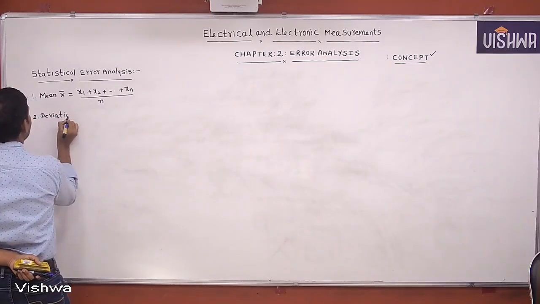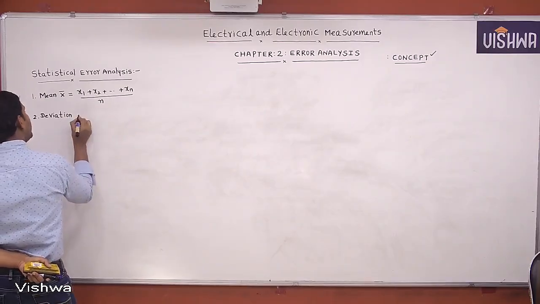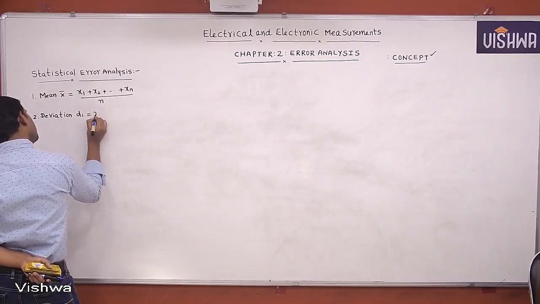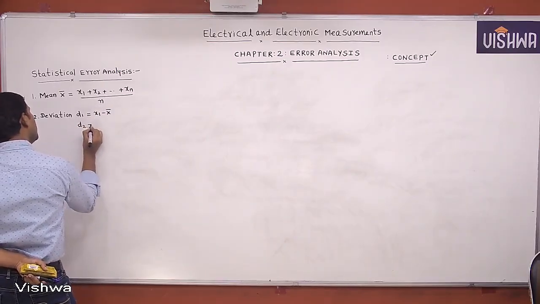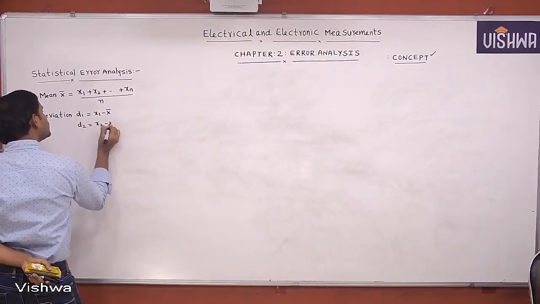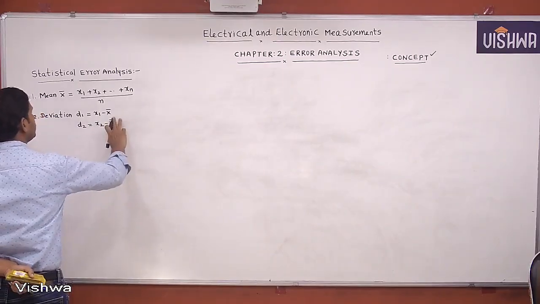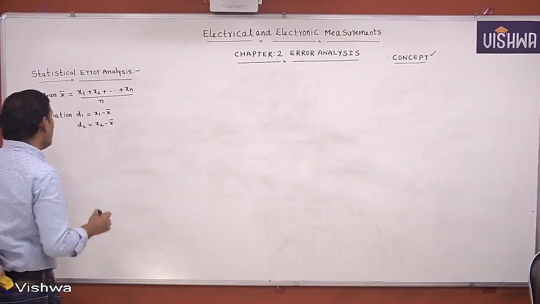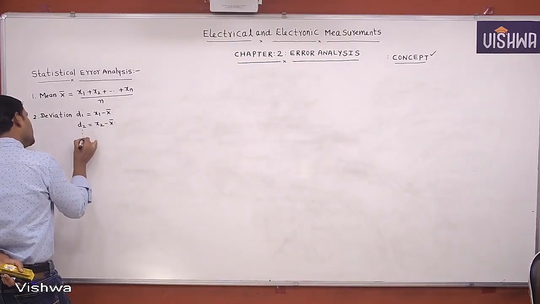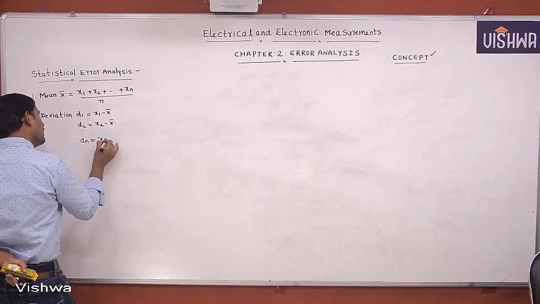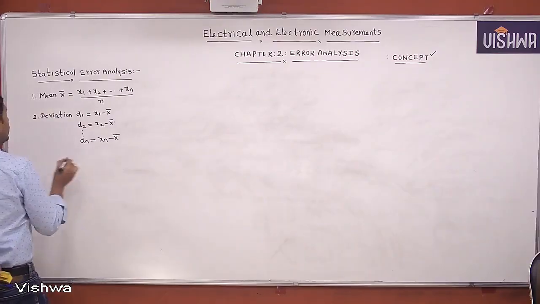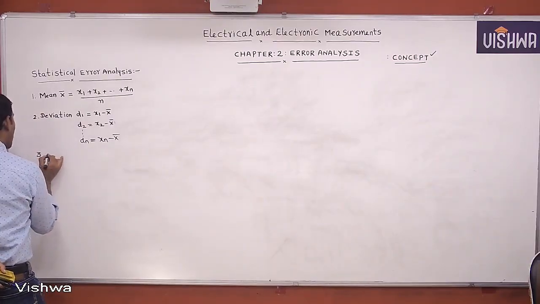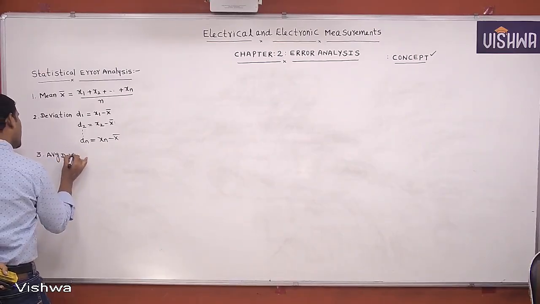Okay. Then deviation in x1 is d1. You write x1 minus x bar. Deviation in x2 is d2. You write x2 minus x bar. Okay, and so on. How to write deviation in xn is dn equal to xn minus x bar. Then you calculate average deviation or mean of deviation.